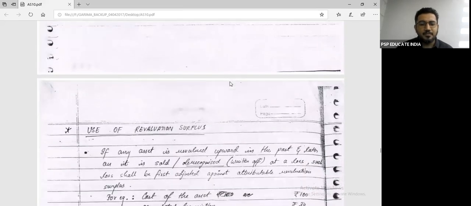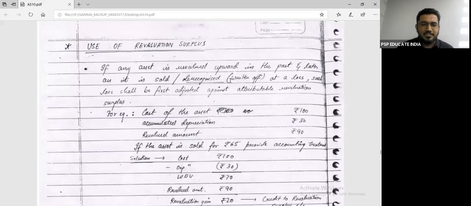Right, now come to the next part, which is uses of revaluation surplus. Now, revaluation surplus is also a kind of reserve. How will this reserve be used? Say, for example, tomorrow there is downward revaluation. So whenever there is downward revaluation, the downward revaluation that you will do, you can adjust from the revaluation surplus. That is one important thing, which we already did in the earlier questions.